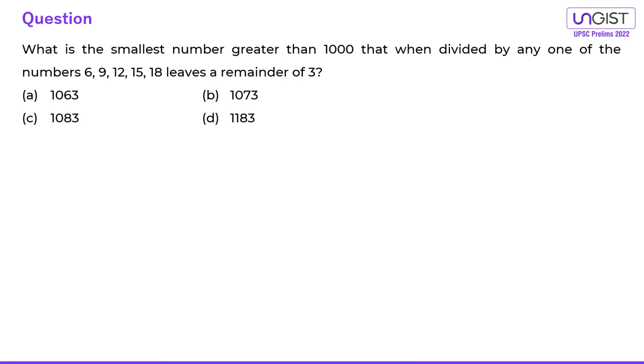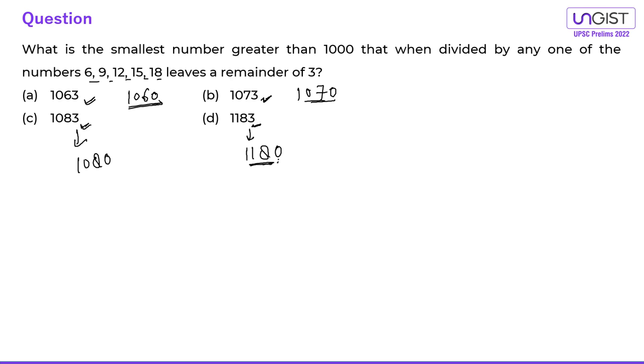Next question is, what is the smallest number greater than 1,000 that when divided by any one of the numbers 6, 9, 12, 15, 18 leaves a remainder 3. Okay, guys, when these numbers are giving the remainder as 3, it means 1060 should be completely divisible by the given numbers. Similarly, 1070 should be completely divisible, and 1080, and 1180 should be completely divisible by the given numbers, right?